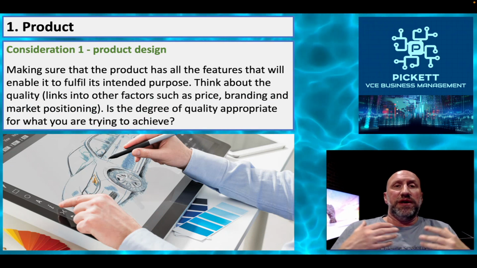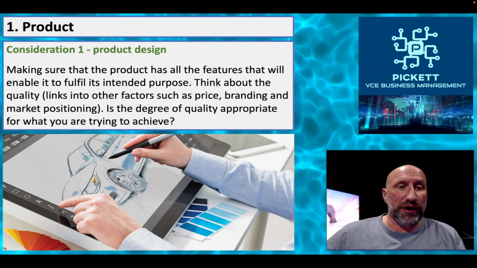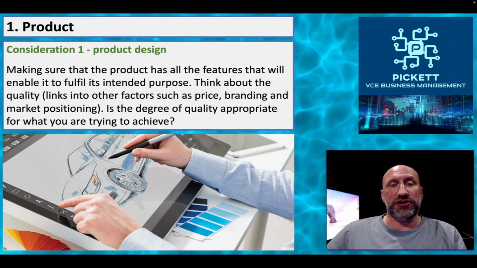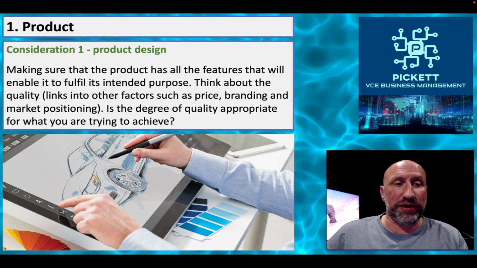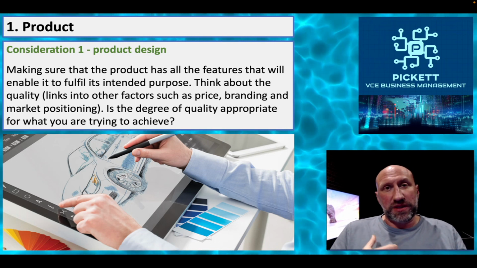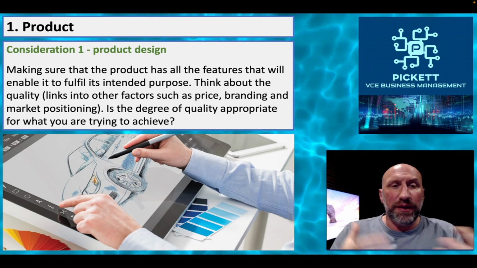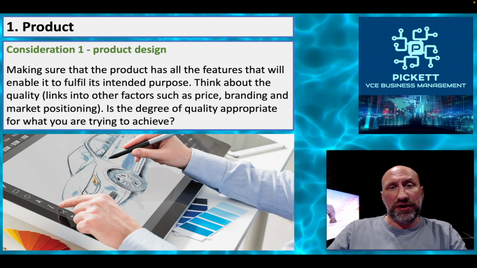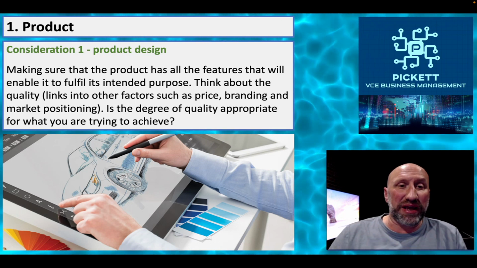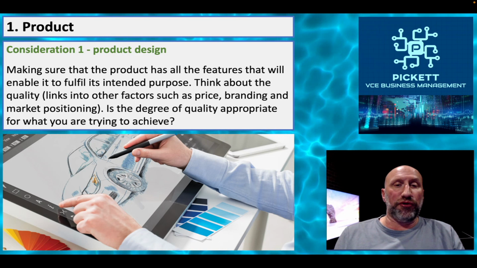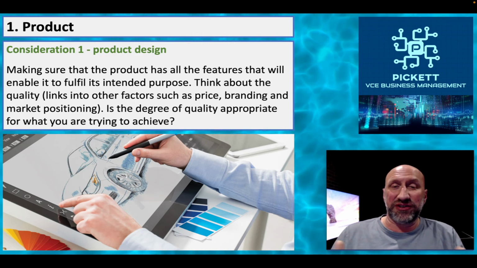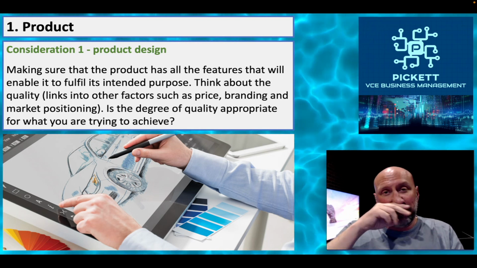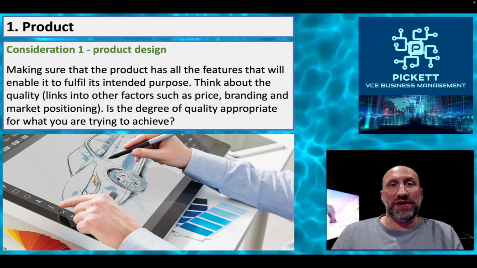So, there's marketing involved even in the design of the product. We've got to make sure the product has all the features that are going to enable that product to fulfill its intended purpose in the market. Think about the quality, linking into price, branding, market positioning. Are you focusing on a high-end market or a cheaper part of the market? Is the degree of quality of the product appropriate for what you're trying to achieve in terms of your branding? So, if you're trying to go for a high-end brand and charge a lot of money for it, obviously the product quality must reflect that.